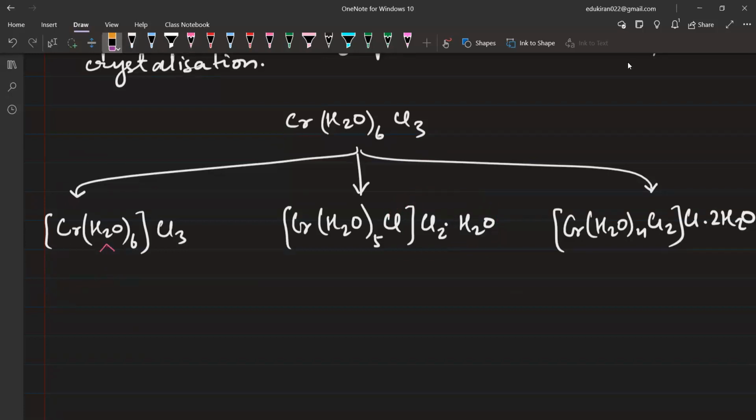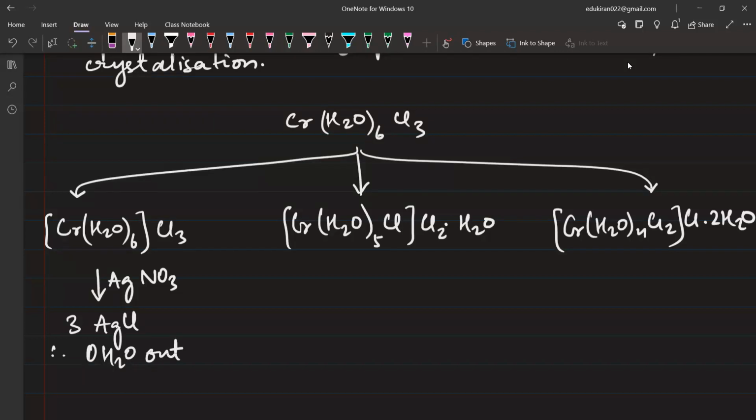How do we know how many waters are inside and how many outside? Basically we just need to add AgNO3 here. So you will get 3 chlorine outside, so you have 3 chloride ions, and you are going to get 3 moles of AgCl. Therefore 0 H2O outside. Not a single water molecule is outside.